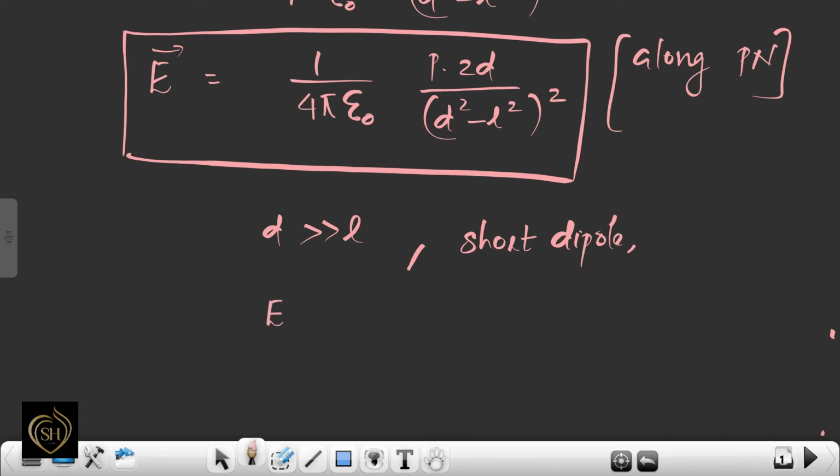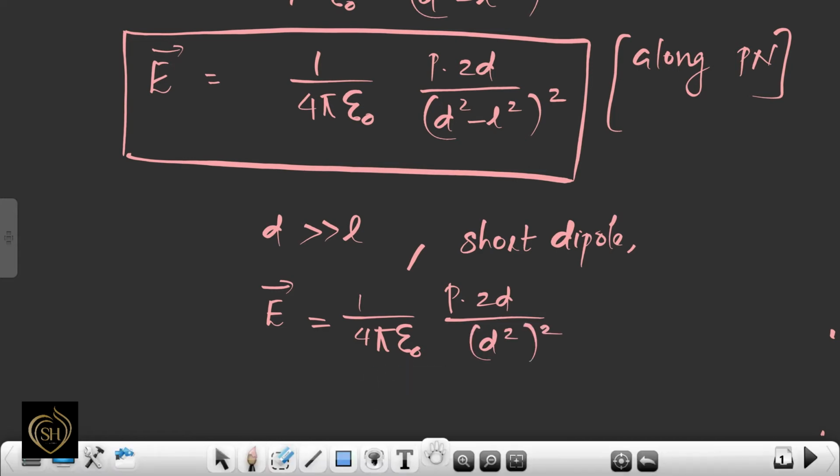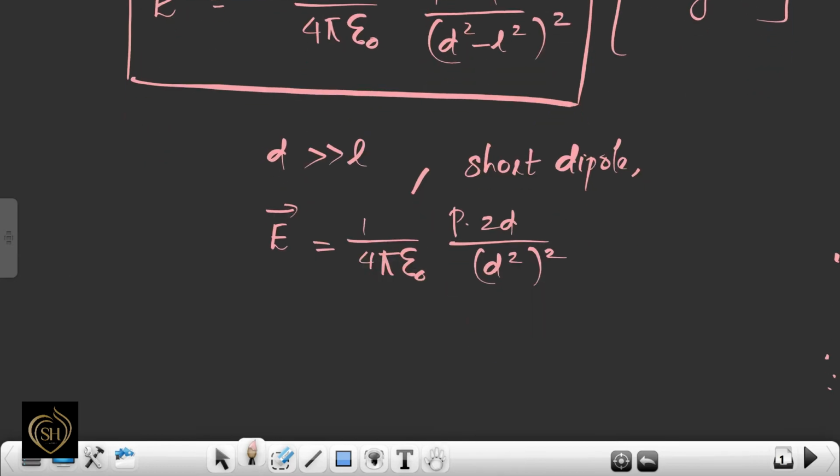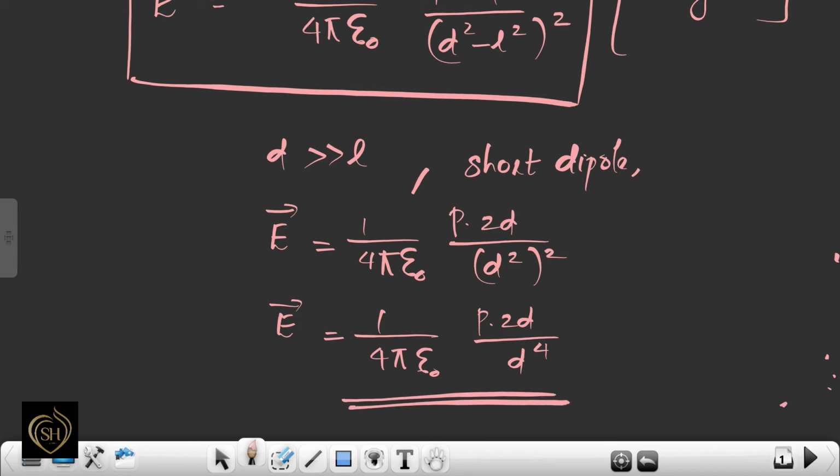Then our equation will be E is equal to 1 by 4 pi epsilon 0 P into 2d divided by (d square) the whole square, that is equal to E is equal to 1 by 4 pi epsilon 0 P into 2d divided by d raised to 4. This is the intensity of electric field produced by a short dipole on its axial point.